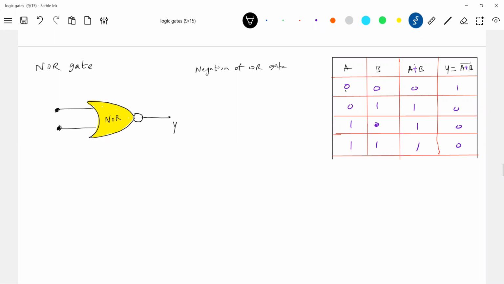How to construct that? It is made up of an OR gate plus a NOT gate. It is not a basic gate. It is obtained by taking the help of OR and NOT. So negation of OR is the NOR gate.